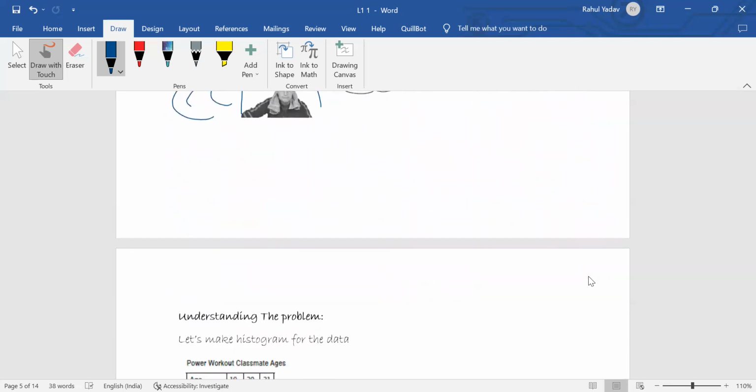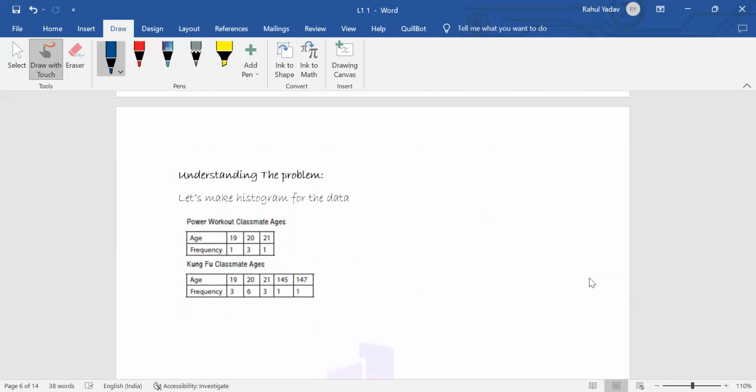So let's see what this means. We have to make some histogram. These were like the mean, summation of xi divided by n. This was the calculation part. Now we will go for making some histogram.